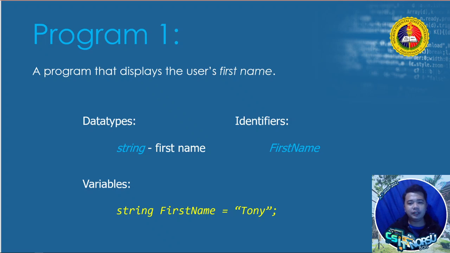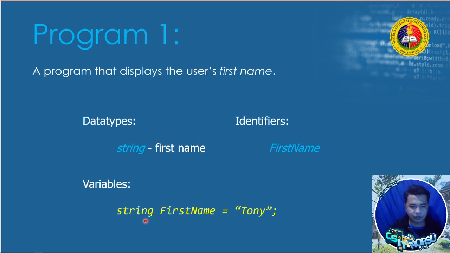Now we will declare that the identifier of the string is first name. Since we are dealing with first name, first names could be either multiple words or obviously multiple letters. We will use string, and let's say our identifier is first name. Therefore, our variable should be string.